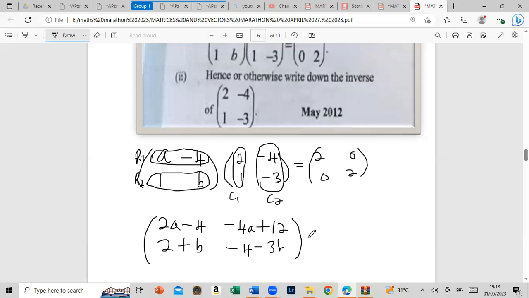But what we have to remember is we're supposed to equate it to this, which is 2, 0, and 0, 2.